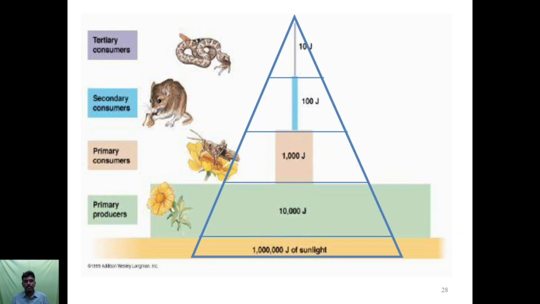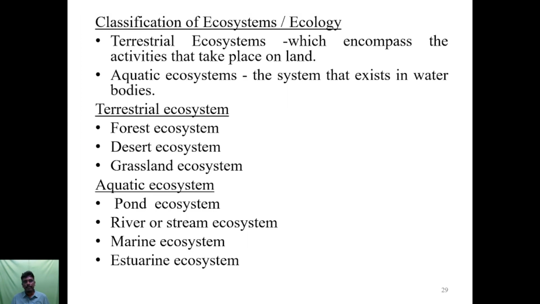So it is indicated in joule. Producers receive more than 1 lakh joule of sunlight. Then primary producers 10,000 joule, primary consumers 1000 joule, then secondary consumers, then tertiary consumers. Gradually it is decreasing from base to top level. Then classification of ecosystem or ecology.